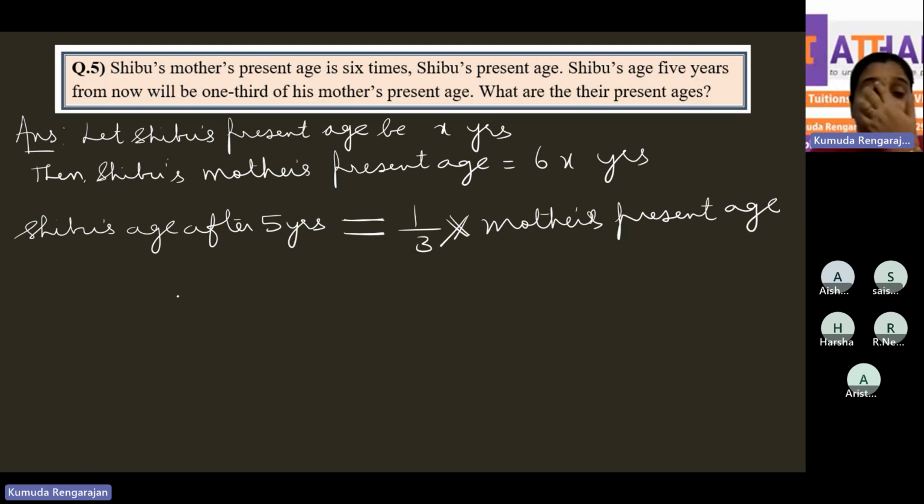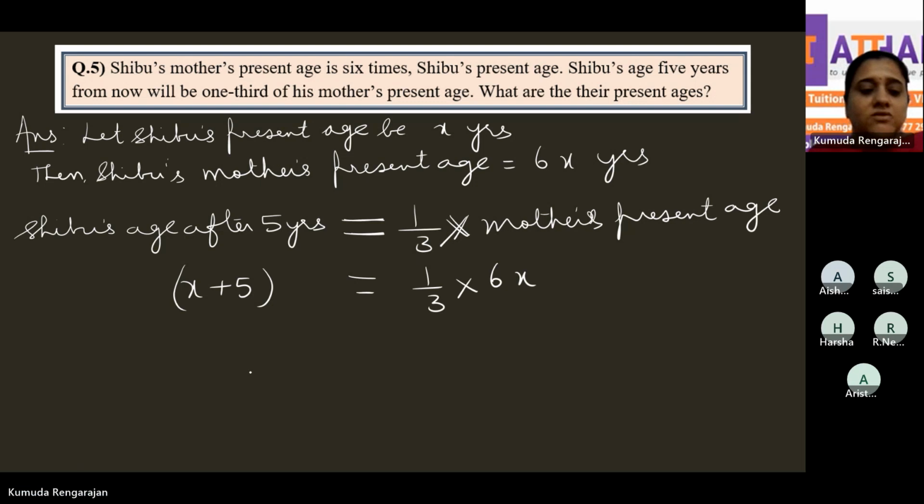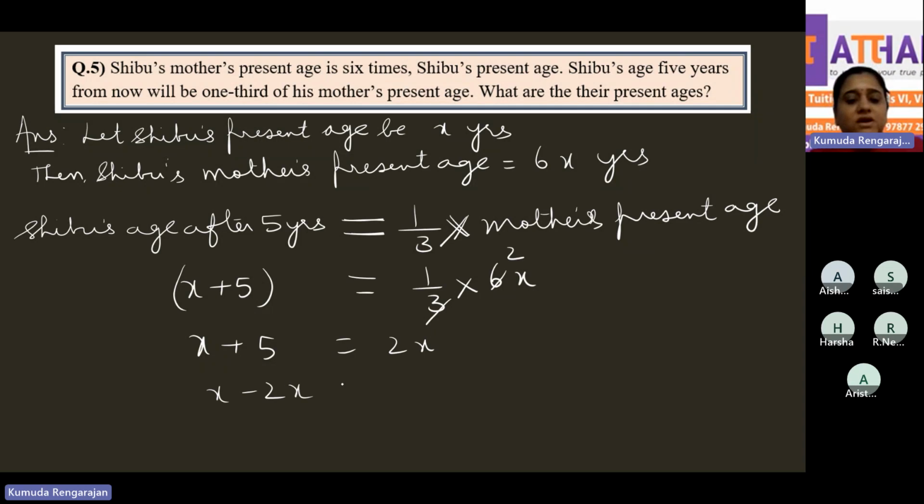So what will Shibu's age be after 5 years? X plus 5 is equal to 1/3 of his mother's present age, 6x. So x plus 5 is equal to 3 1s are 3, 3 2s are 6, so 2x. So x minus 2x is equal to minus 5. Minus x is equal to minus 5. X is equal to 5. So Shibu's age is 5 years. Shibu is 5 years old and his mother is 6x, 6 into 5, 30 years old. Right?